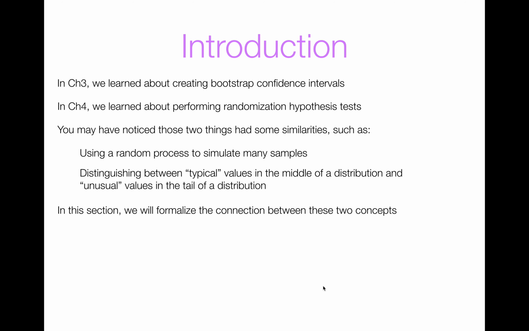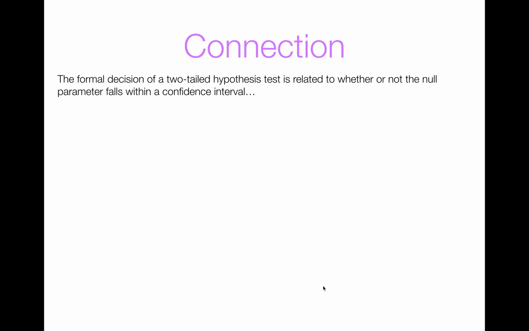So in this section, we're going to formalize that, yes, there is a connection between these two. We're going to formalize what it is and how we use it. So the formal decision of a two-tailed hypothesis test is related to whether or not the null parameter falls within a confidence interval. So two things. When I say null parameter, I mean the number in my hypotheses. So say I have a set of hypotheses, mu is equal to 5 versus mu is not equal to 5. When I say null parameter, I mean the number 5.